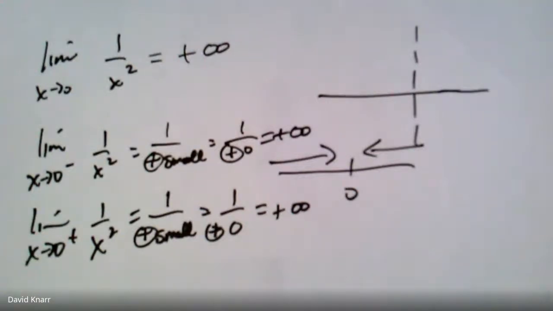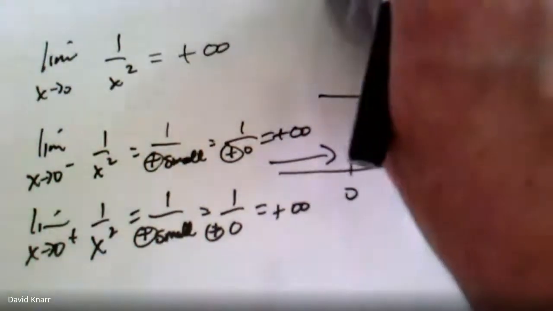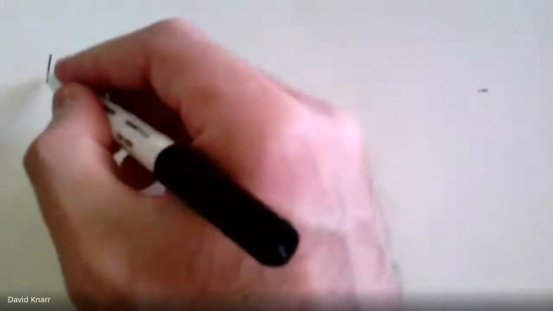Okay? Do not write DNE just because you get 1 over 0. That does not mean necessarily that we should write the limit does not exist. All right? Because the limit goes to the same place in both directions, we'd have to describe where it goes.